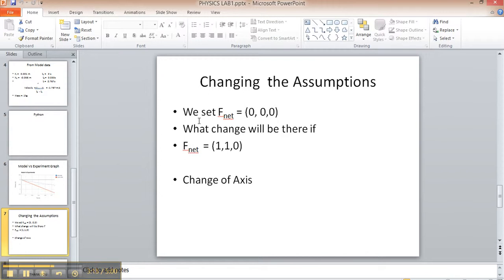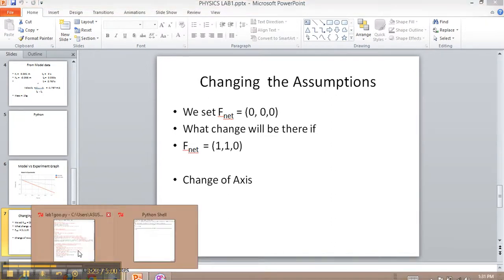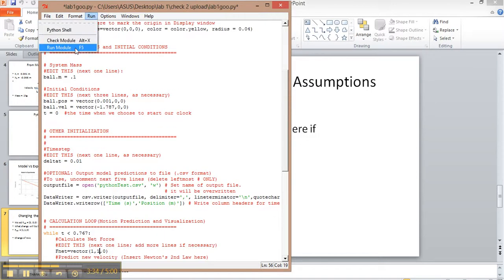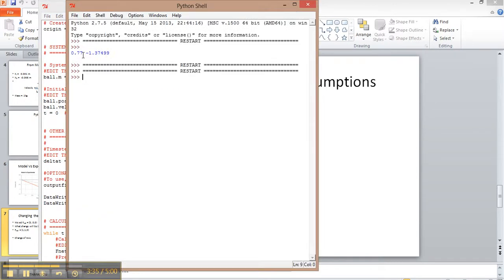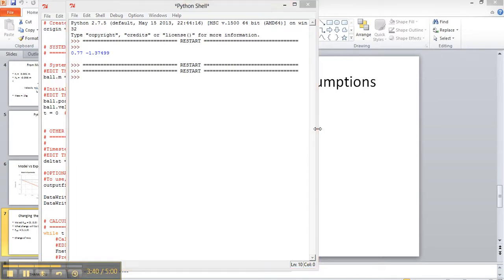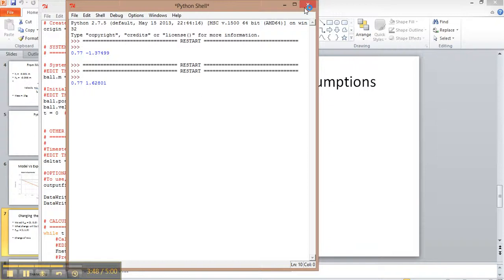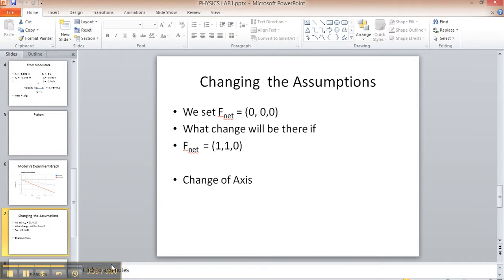So the initial assumption that we made is Fnet equals 0, 0. Now we are going to change the force acting on the object to 1 in the x direction and 1 in the y direction. And when we run the module, you can see the object is not under constant velocity. So this is as predicted, and the next assumption that we are going to change is the axis.